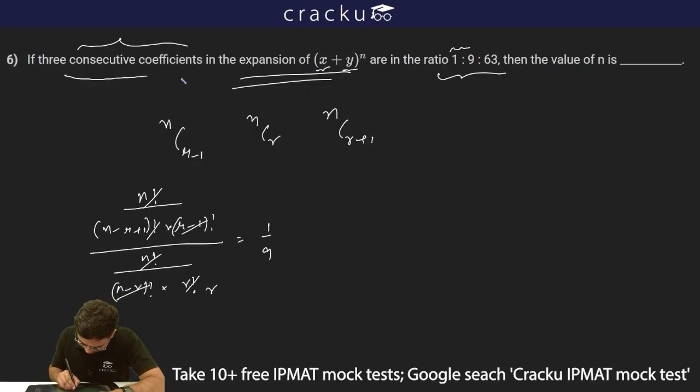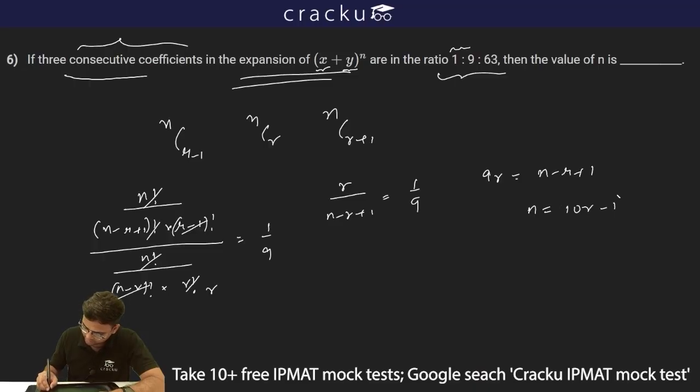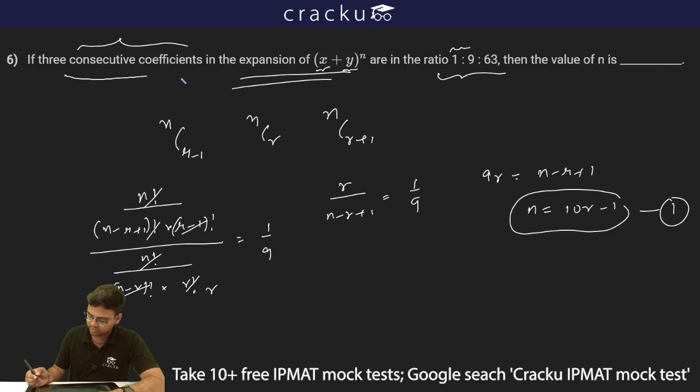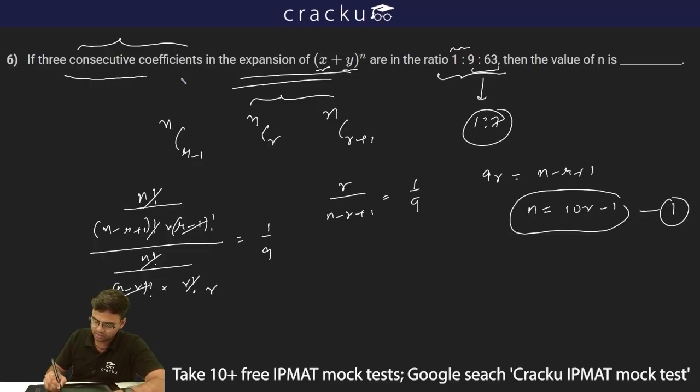So I can write r upon n minus r plus 1 will be equal to 1 upon 9, or I can write 9r is equal to n minus r plus 1, or n is equal to 10r minus 1. So this is my first equation: n is equal to 10r minus 1. If I compare these two coefficients, the ratio is 9:63, or I can write this as 1:7.